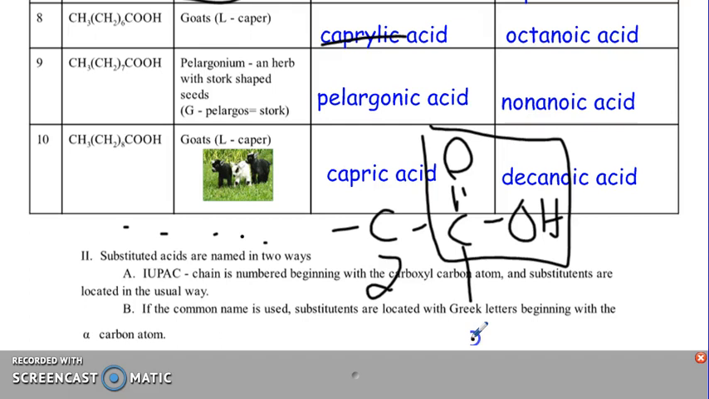If you're going to use the common name, the substituent is located with Greek letters beginning with the alpha carbon. The alpha carbon here is a different carbon than the one we were talking about earlier with the elimination carbons. Since this is always the first carbon, the common name makes the second carbon the alpha carbon, believe it or not. And then beta, and then gamma, and so on. Thank goodness we don't really use those.